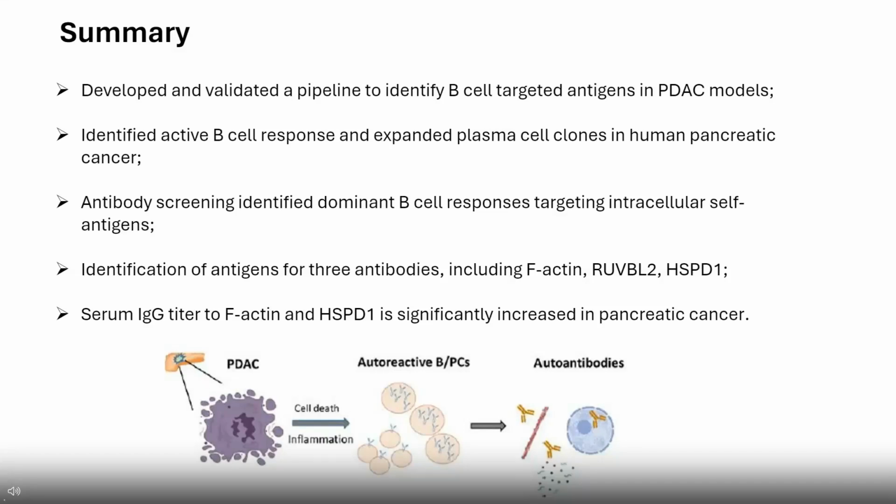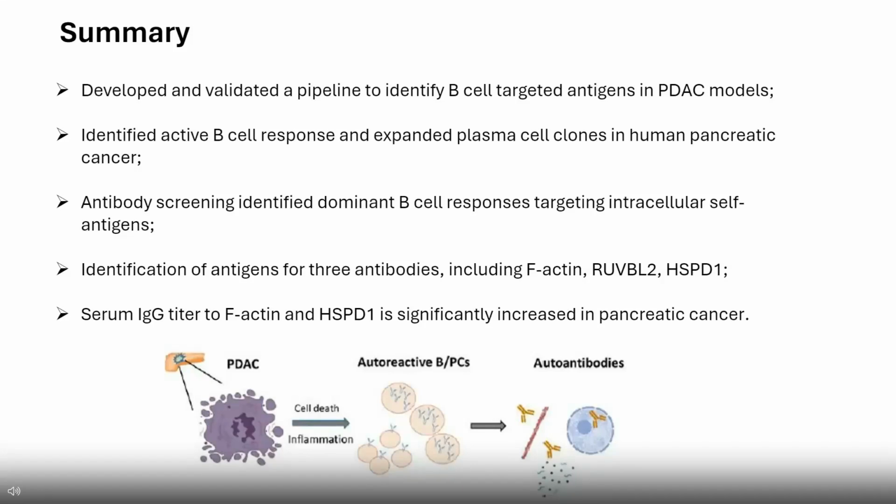And we hypothesized that during pancreatic cancer progression, the intracellular antigen may be released during cell death, in combination with the chronic inflammation context, which may lead to germinal center B-cell and T-cell interaction and lead to B-cell activation and further differentiation into plasma cells that produce such autoreactive antibodies.